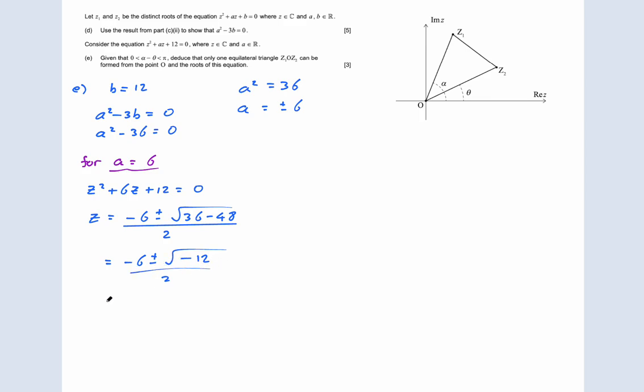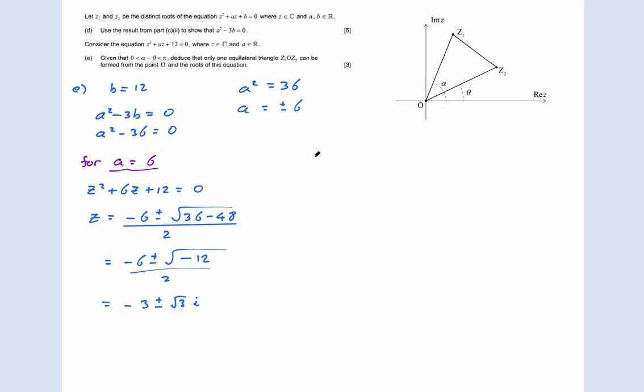Well, I'll just do this quite quickly, guys. Negative 6 over 2 is negative 3, plus or minus root 4 times root negative 3, and the root 4 cancels with this 2, and we're left with root 3i. So just make sure you can turn that into this. That's for A is equal to 6.